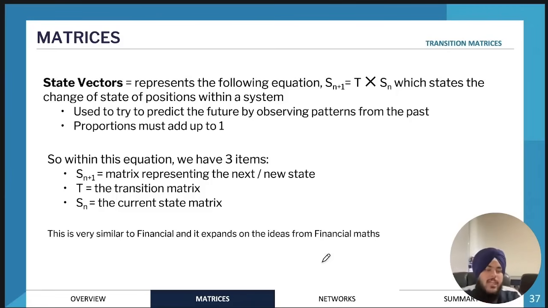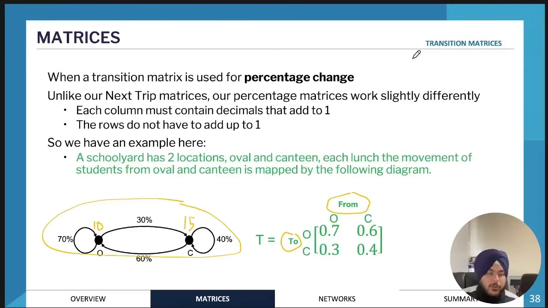And then we would use state matrices. This is a throwback to financial maths, where we're using recurrence relations. We would use transition matrices to predict the future, or to predict the number of people that we might have, for example, at the oval or canteen over time. So after 15 days, after 10 days, after 20 days. That's what we would do, and I'll go through an example.